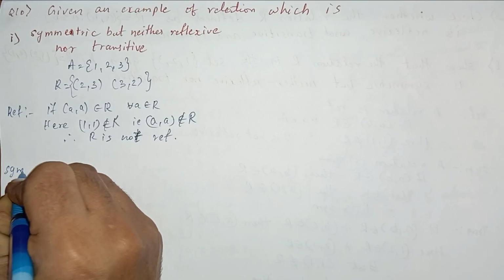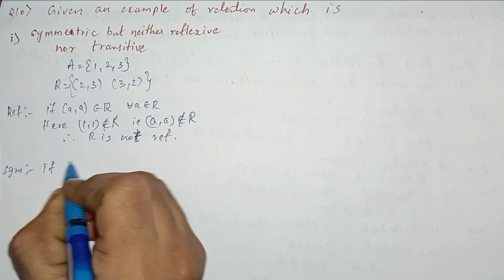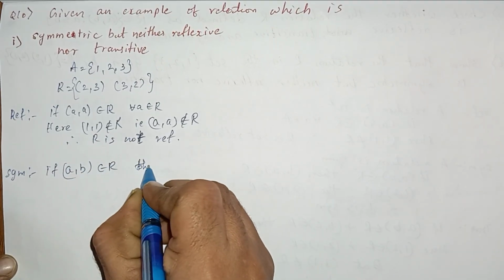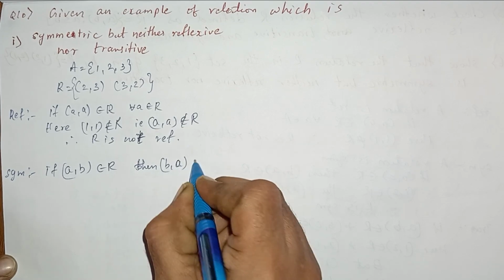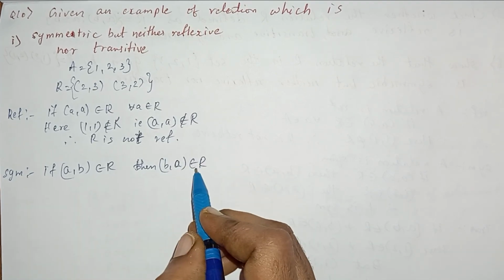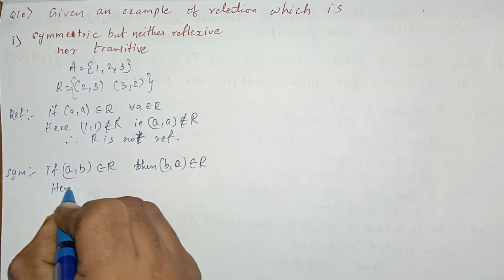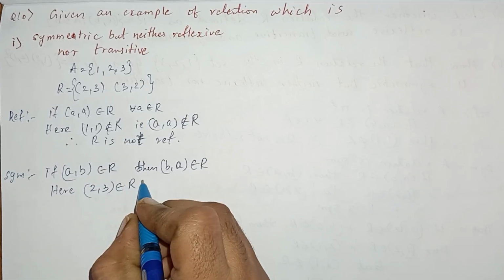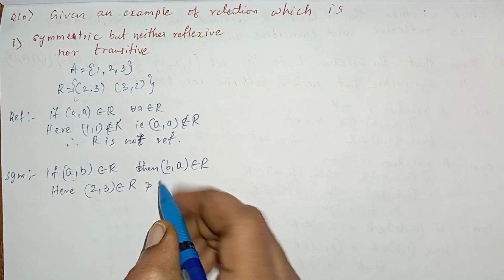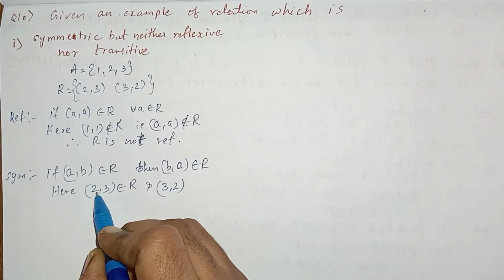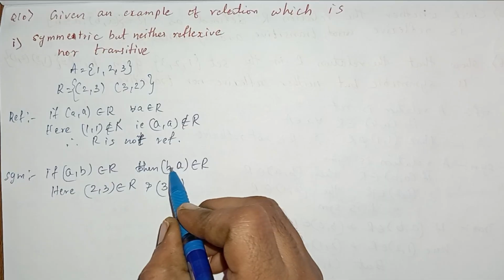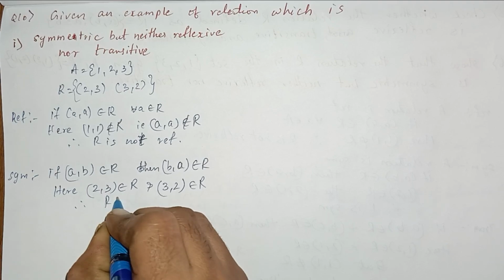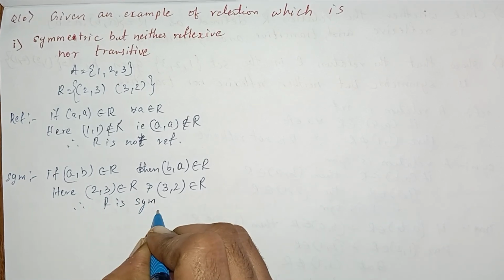Now next we have to check for symmetric. We write the condition: if (a, b) belongs to R, then (b, a) should also belong to R. Here (2, 3) belongs to R, and (3, 2) also belongs to R, where a is 2 and b is 3. So we have proved that R is symmetric.